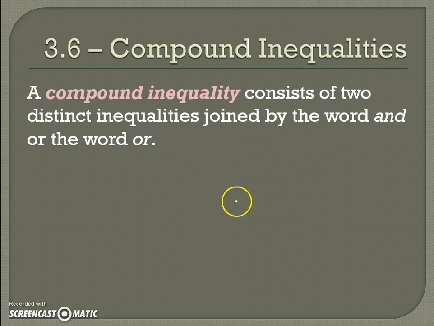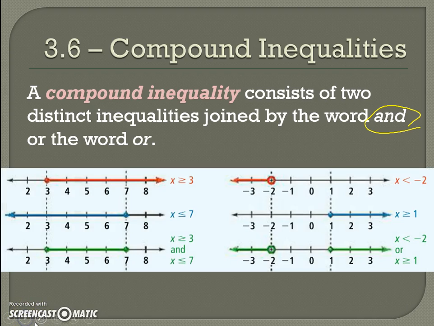It says a compound inequality consists of two distinct inequalities joined by the word "and" or the word "or." Today we're going to be focusing on just the word "and," the ones that have the word "and" in it, and then your next lesson will be the ones that have the word "or." So here's a chart that I want to make sure that you copy down. These are what an "and" one looks like.